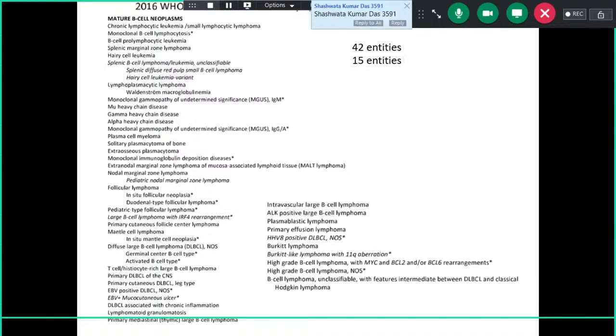If you see the B cell neoplasms, how many entities? There are 42 types of lymphomas of B cell neoplasm. There are 50 new entities added a couple of years back. Day by day, as we know their newer genomic and genetic signatures, their mutational profiles, and their clinical behavior, we divide them into different entities. Apart from these 42 entities, how can we further divide? We can further divide into two groups, like aggressive lymphomas and indolent lymphomas.